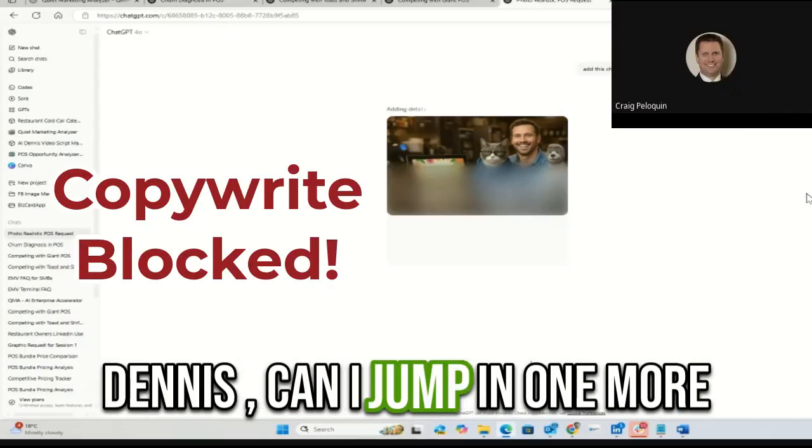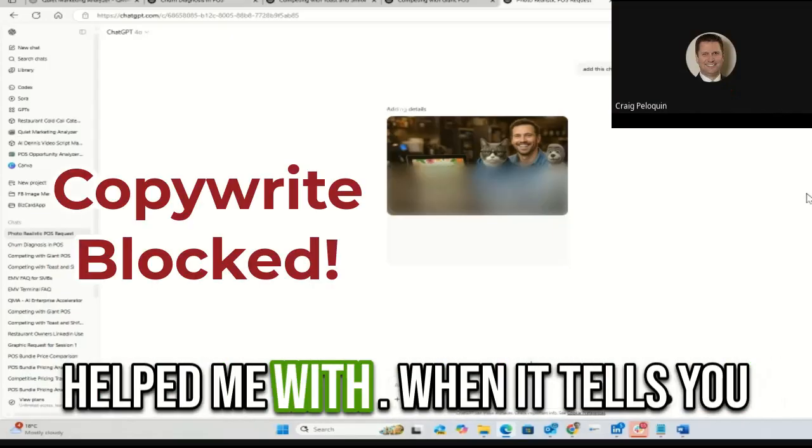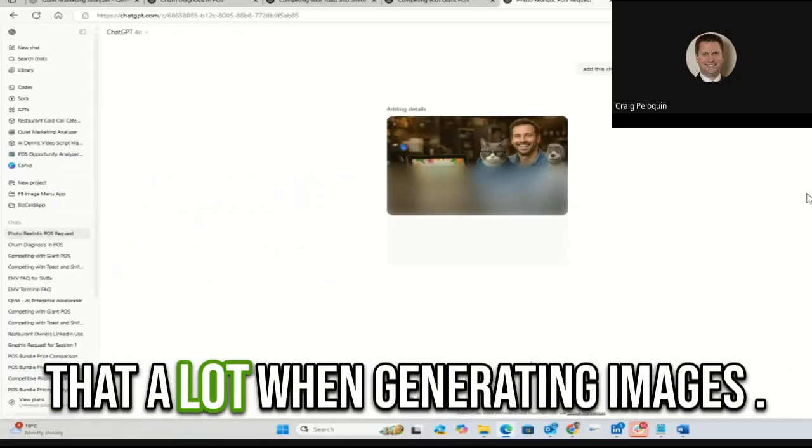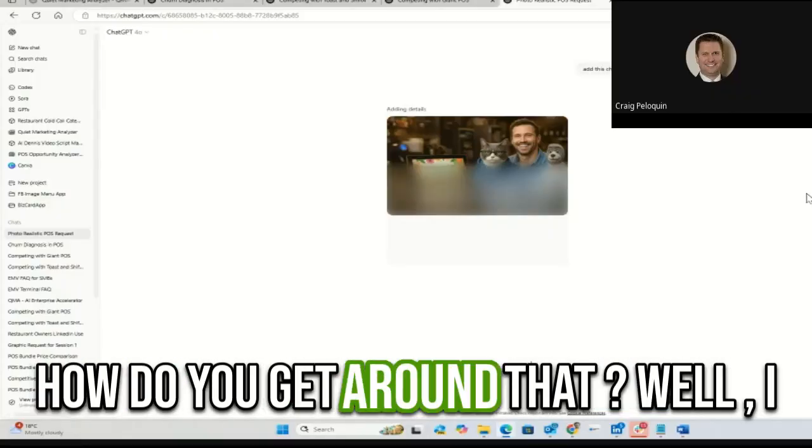Sorry, Dennis, can I just jump in with one more thing? It was one that you helped me with. When it tells you that it goes against policy, I see that a lot when generating images. How do you get around that?